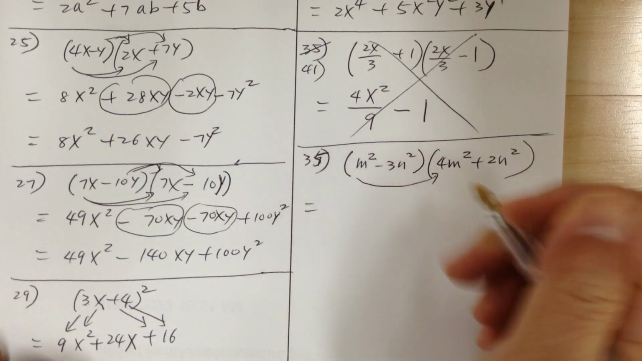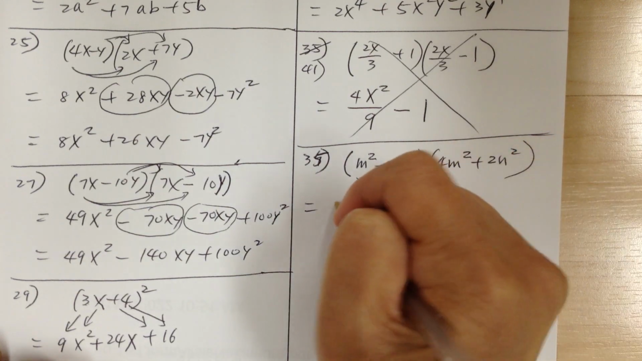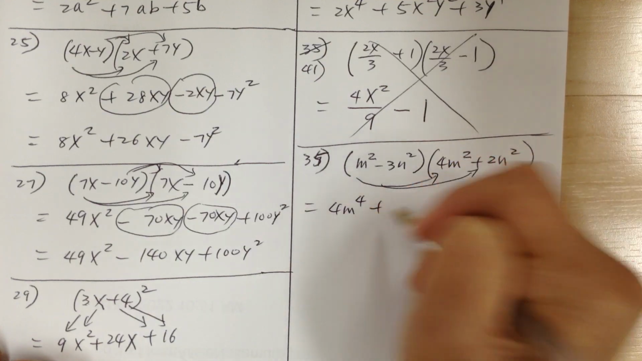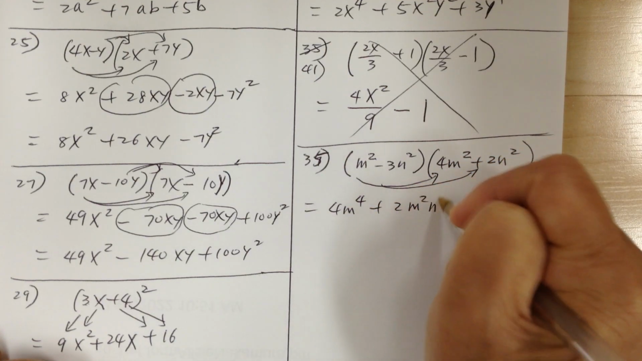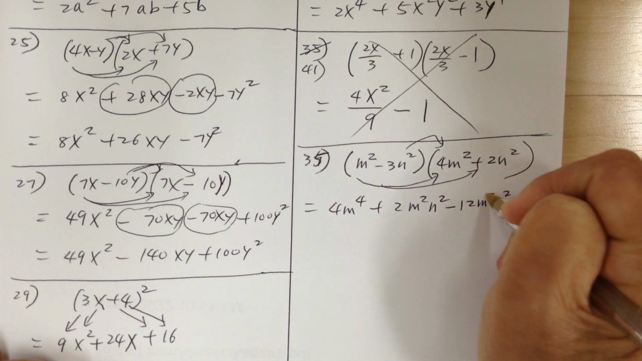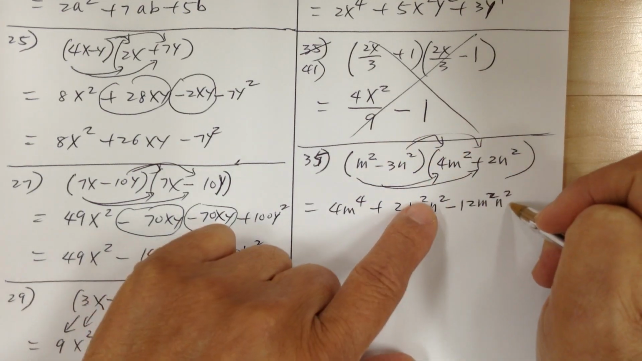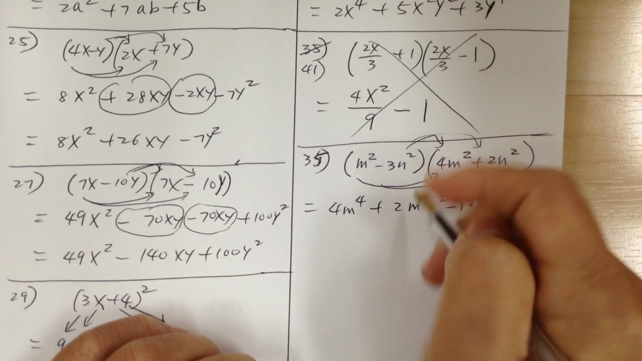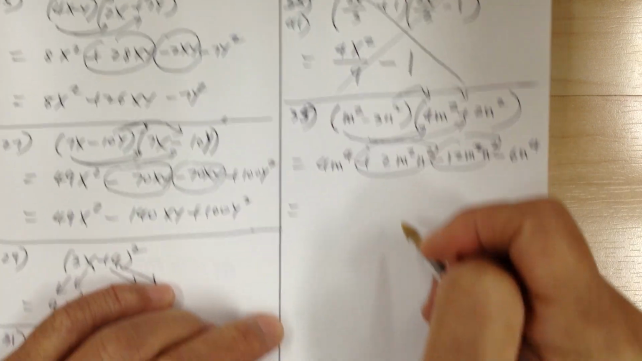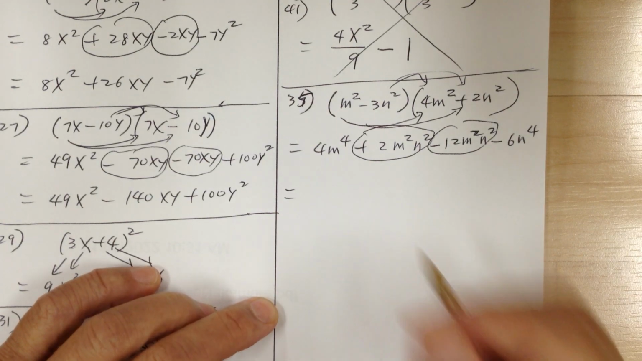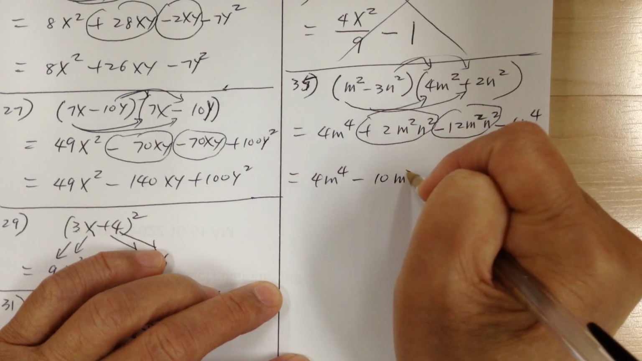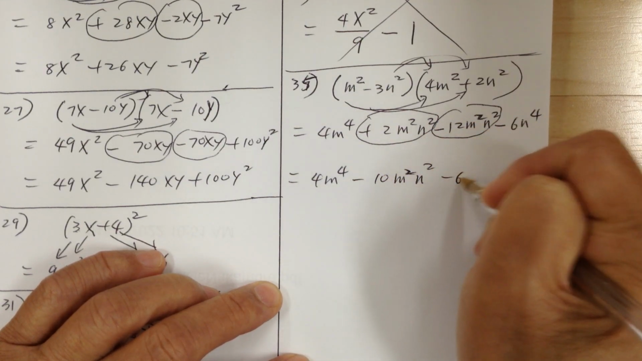So you can distribute. This is the first terms, so it'd be 4m to the 4, that's the F. Then O, the outside term, plus 2m squared n squared, and the inside term, minus 12m squared n squared, and the last terms would be minus 6n to the 4. Okay, combine the like terms. So you're going to get 4m to the 4 minus 10m squared n squared minus 6n to the 4.